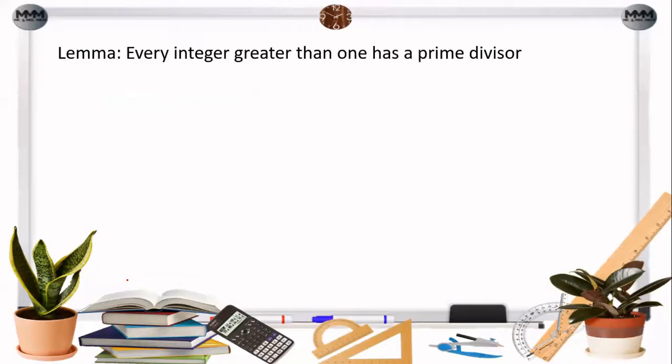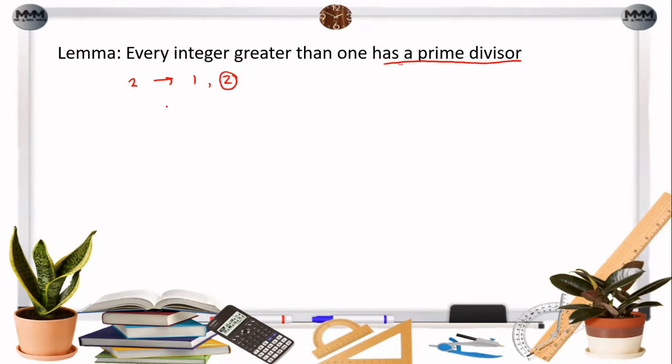So let's have here a lemma. It states that every integer greater than 1 has a prime divisor. So for integers greater than 1, we could have 2, 3, 4, 5, and so on. Each number then has a prime divisor, or a prime factor. Say for example, we have number 2. We know that the factors of 2 are 1 and 2. So take note, 2 is a prime number. Hence, this number 2 has a prime divisor.